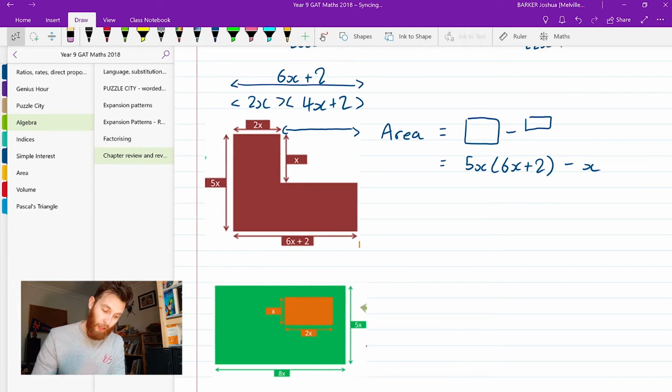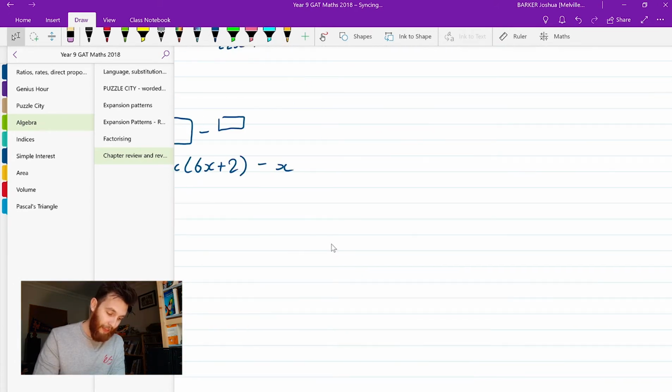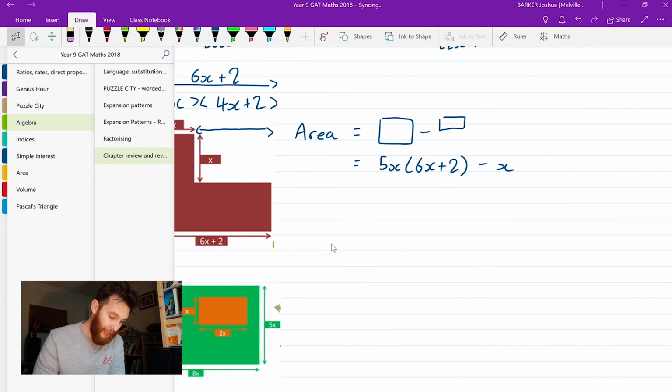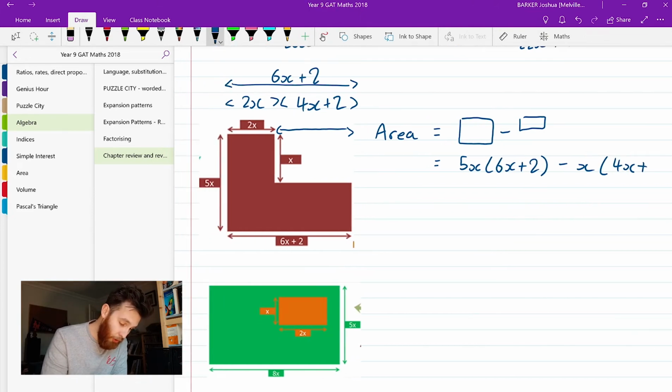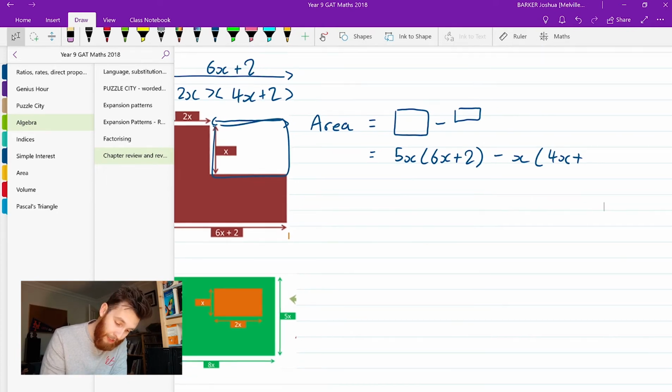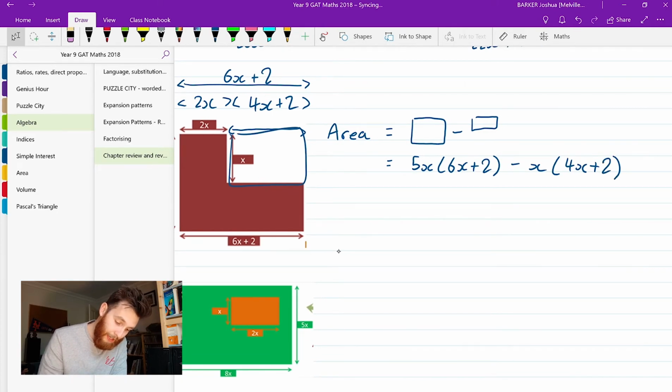The other cool thing with OneNote is that we can go off the page if we need to. So if you're doing a solution that takes up a little bit more room, it doesn't matter as much as it would on a regular piece of paper, which I think is pretty cool. So for this smaller rectangle here, we've got a length of x and a width of 4x plus 2. Great. So the next step is to expand both of those brackets and then simplify by collecting like terms.